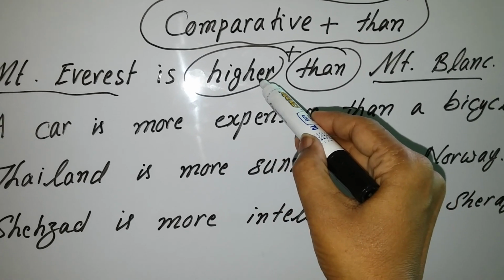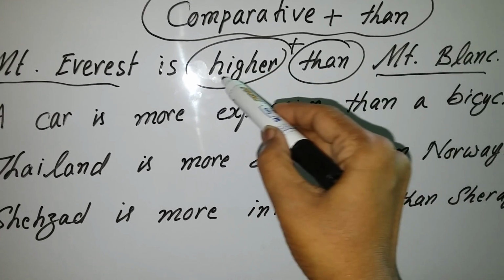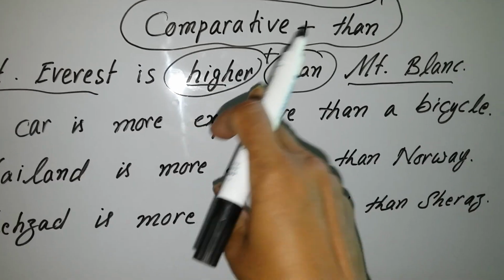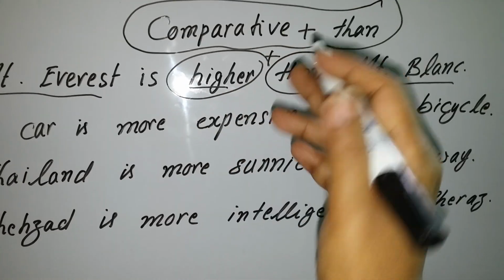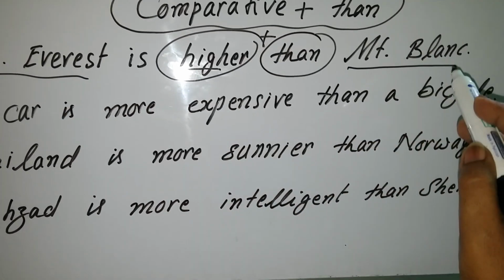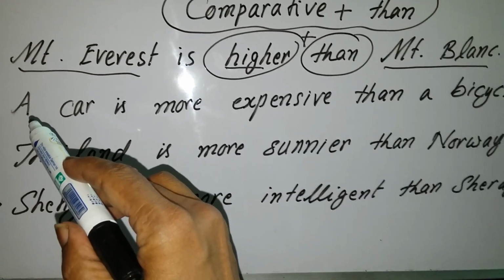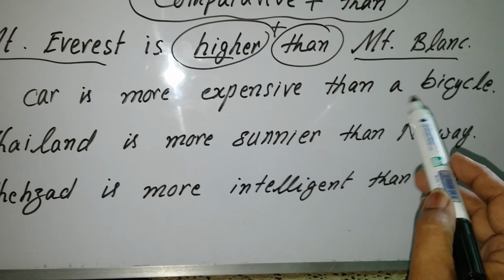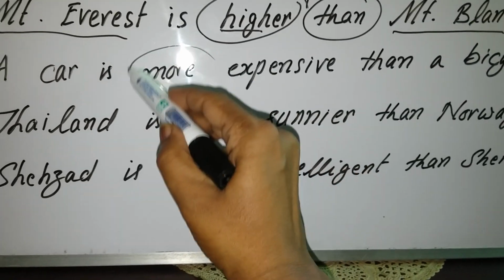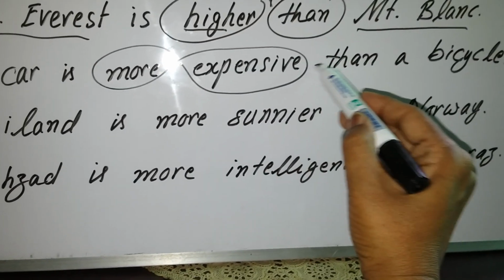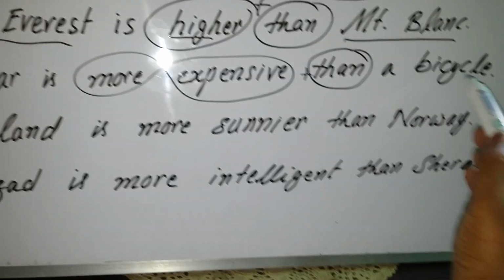We have used ER after high because high has only one unit. So we will use ER after it to make its comparative. Mount Everest is higher than Mount blank. Second example: a car is more expensive than a bicycle. More expensive, this is comparative plus than a bicycle.